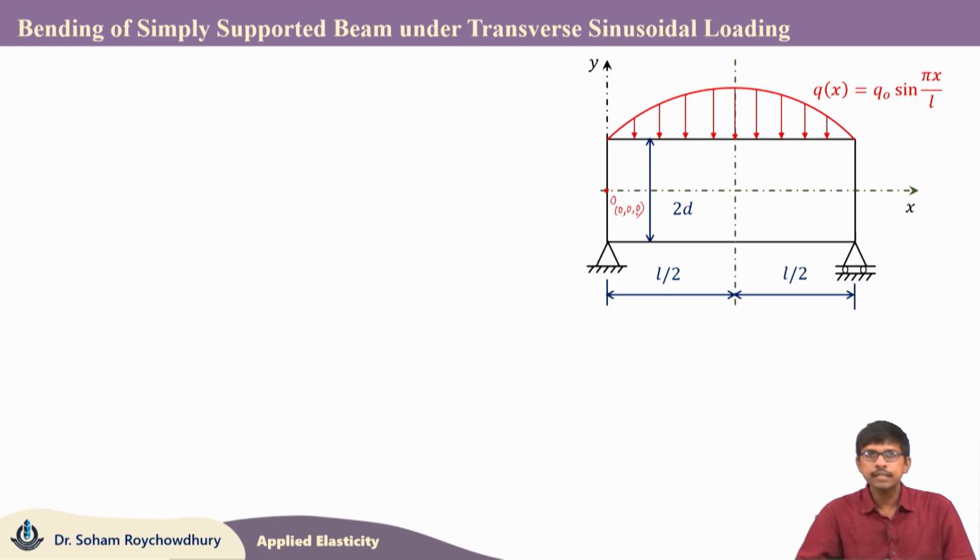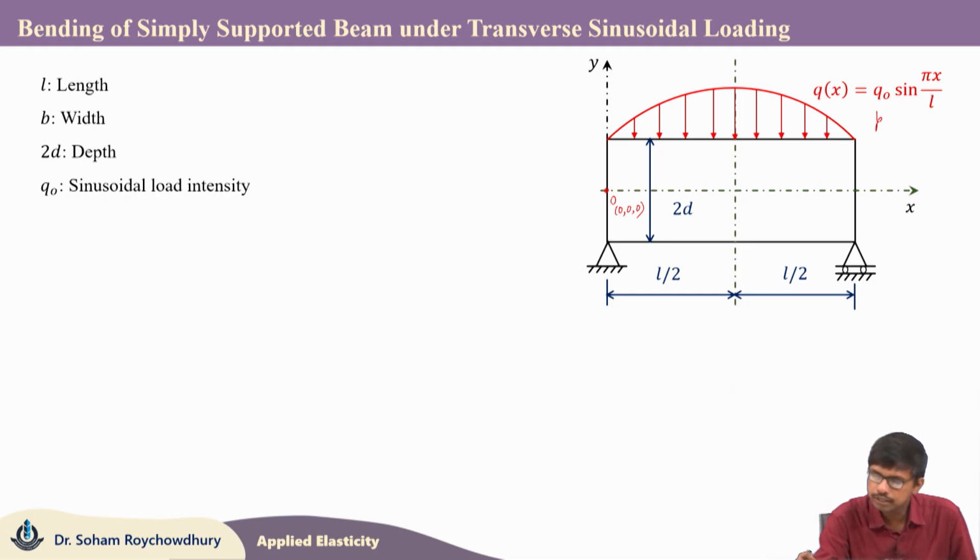It is subjected to sinusoidal transverse shear load on the top face in the downward direction, with q(x) being q naught sin(pi x by L), where q naught is the sinusoidal load intensity. This is also defined per unit length. q naught is having the unit of force per unit length. L is length, b is width, and 2d is depth, the total thickness of the beam.